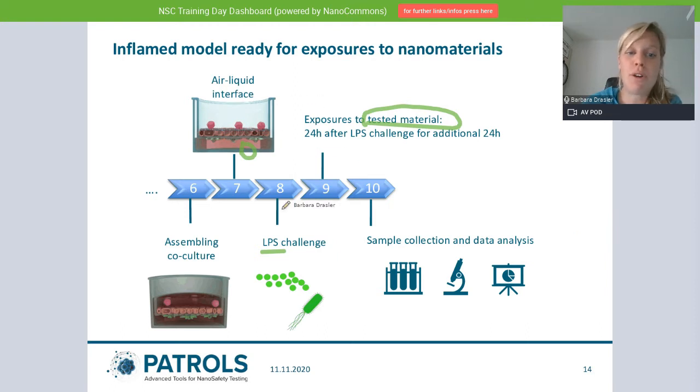I would personally recommend that LPS throughout the period would stay in the system, because this would more realistically mimic the conditions that we have in the lungs. So once we have a systemic inflammation, if we don't get the treatment, most likely it will not fade very fast or go away very fast.